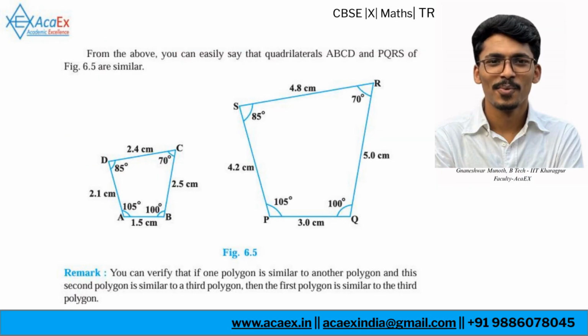Example of similar quadrilaterals. The two quadrilaterals shown, ABCD and PQRS, are similar because their corresponding angles are equal and the ratio of their corresponding sides is the same. Remark: if a polygon is similar to a second polygon, and the second polygon is similar to a third, then the first polygon is also similar to the third.